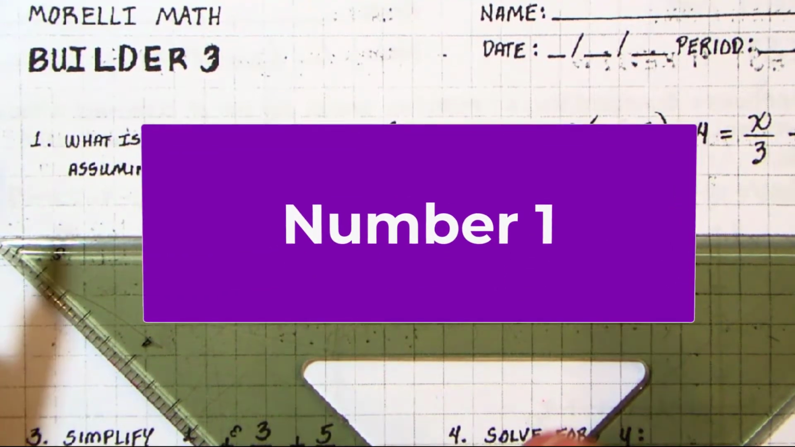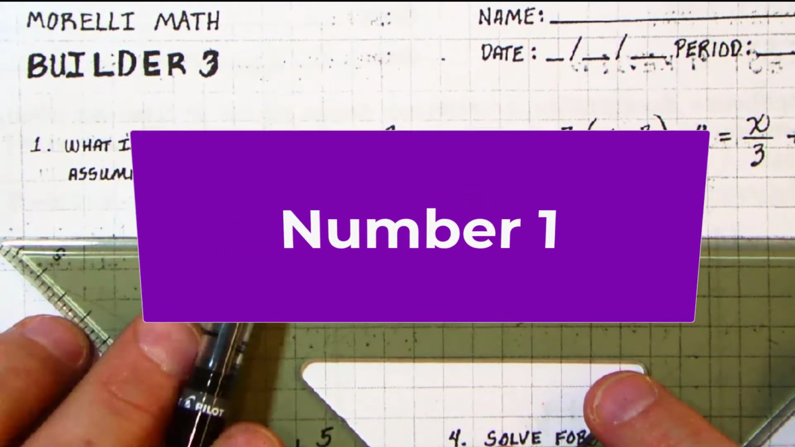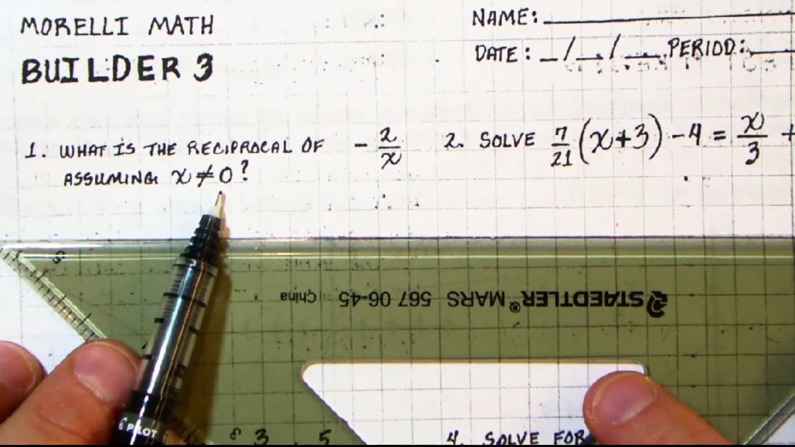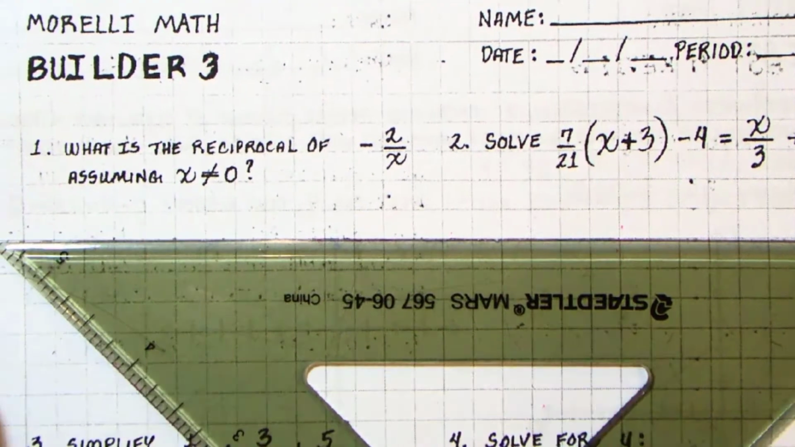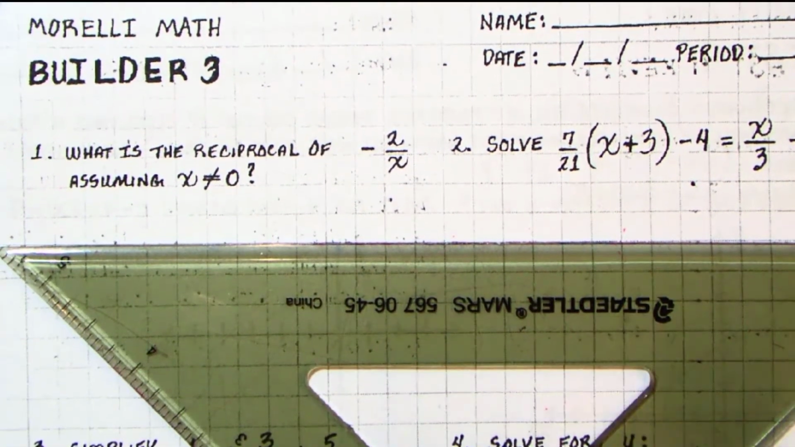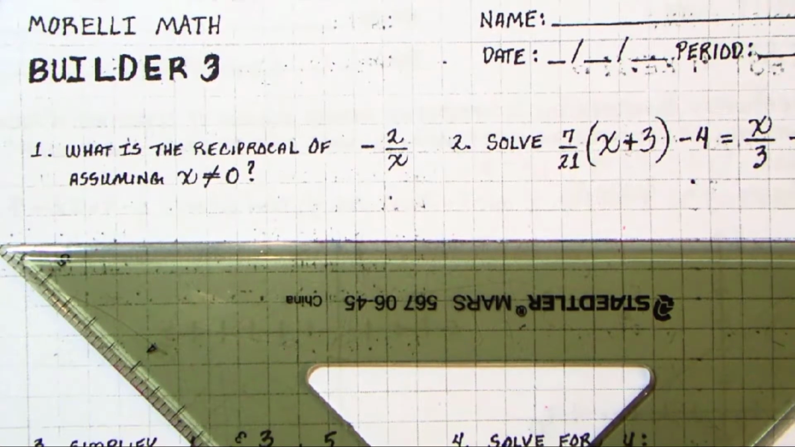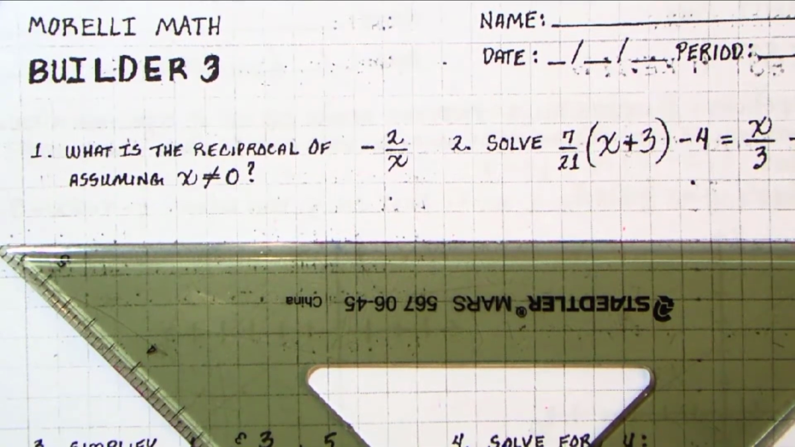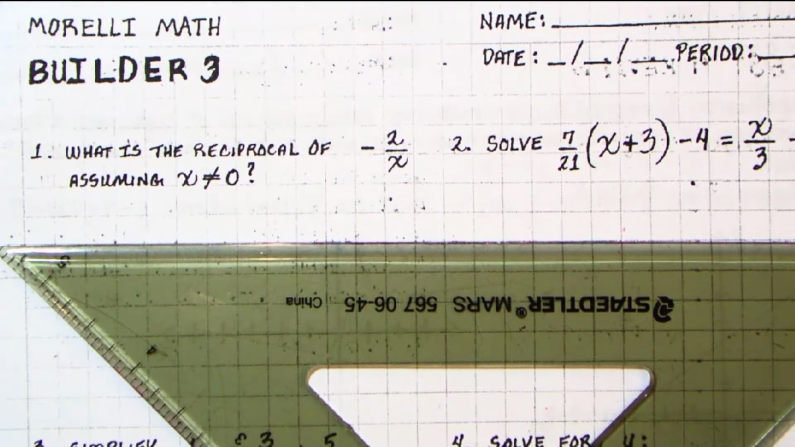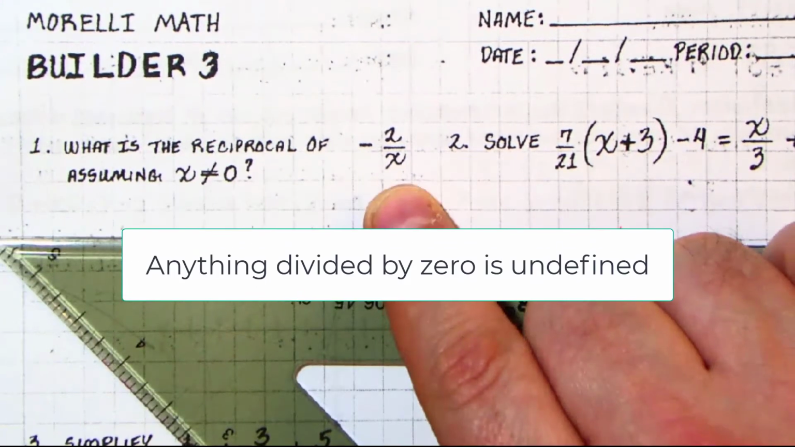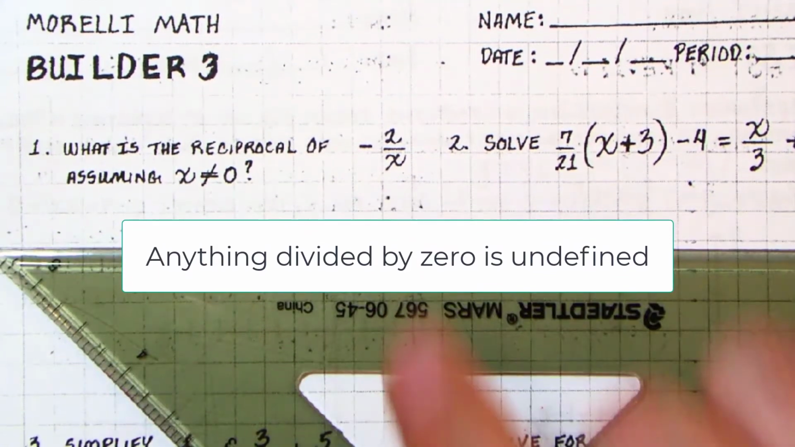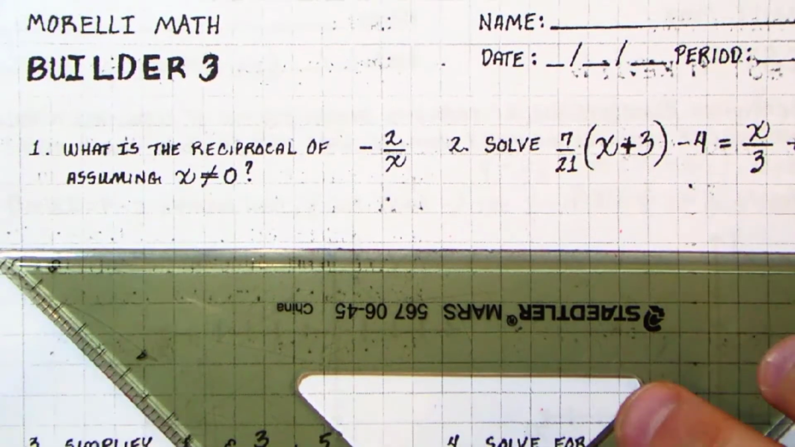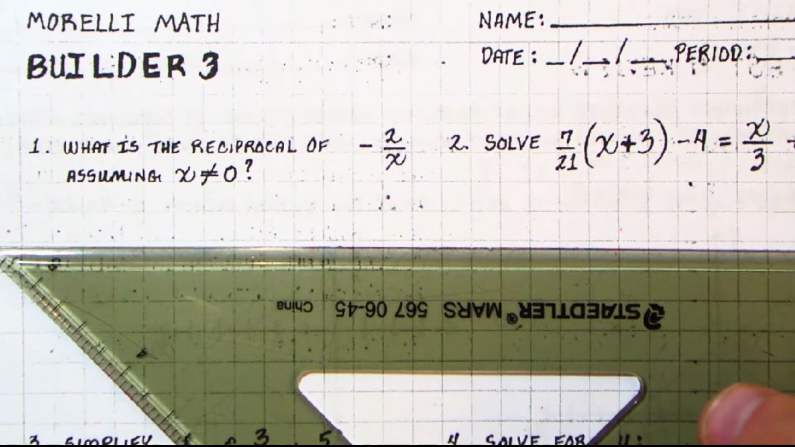Starting with number 1. What is the reciprocal of negative 2 over x, assuming x is not 0? The reason we're assuming x is not 0 is that if x were 0, the expression would be undefined. Anything divided by 0 is undefined. So we have to exclude 0 from the set of possible solutions.